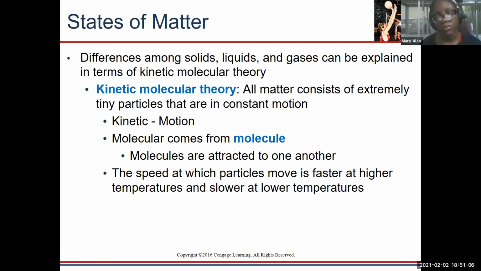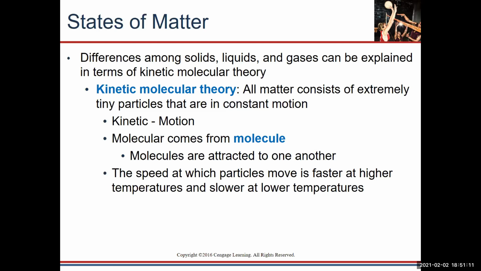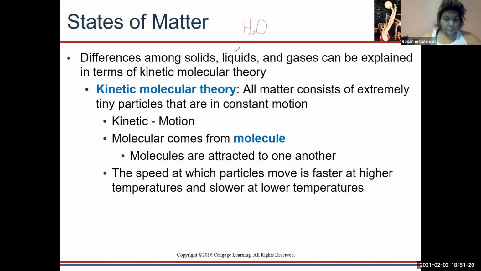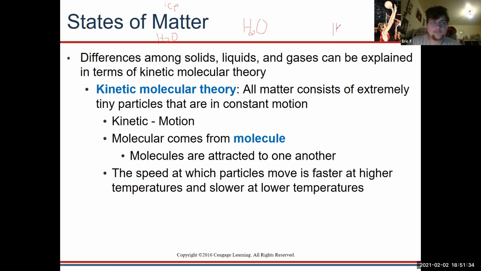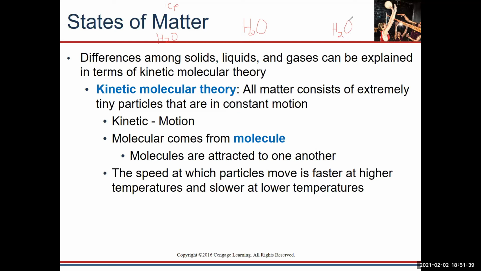Now, can I ask you a question? I want you to think about it. It's really hard. What is the chemical symbol for water? H2O. What is the chemical symbol for ice? H2O. And then what is the chemical symbol for steam? H2O. Okay, so water, steam, and ice all have the same chemical symbol. How can I distinguish between them? Chemically... Physically.